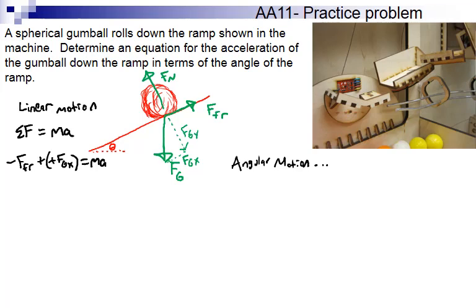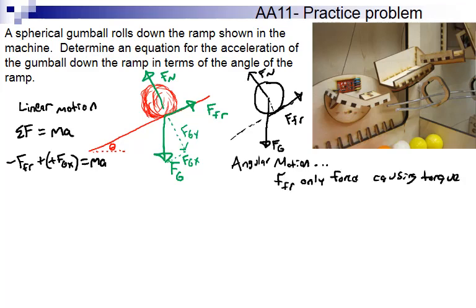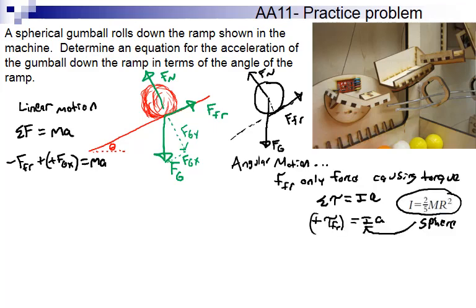Now, in terms of angular motion, we know we have friction, right? We have the normal force, we have the force of gravity. And the force of friction is the only force causing torque. So that's what's causing the rotation, the force of friction. So if we consider the sum of the torques equals the moment of inertia times alpha, we're dealing with a sphere here, so 2/5 mr squared is a sphere, and we have torque due to friction.